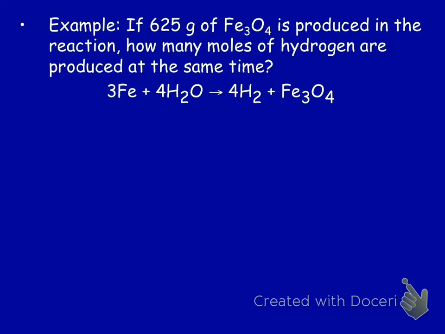This is an example of how to solve a mole mass stoichiometry problem. So first you're going to look at your equation and make sure it's balanced. We see coefficients, so we know it is. Next you're going to rewrite the problem as a math problem.